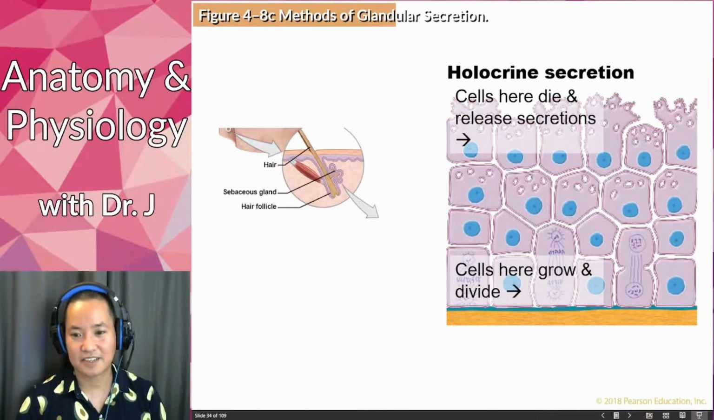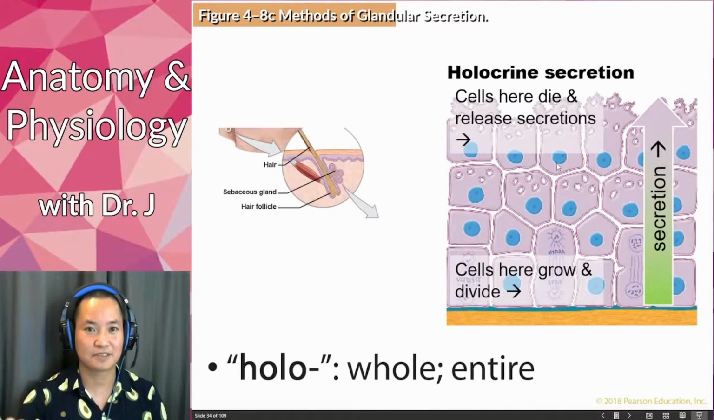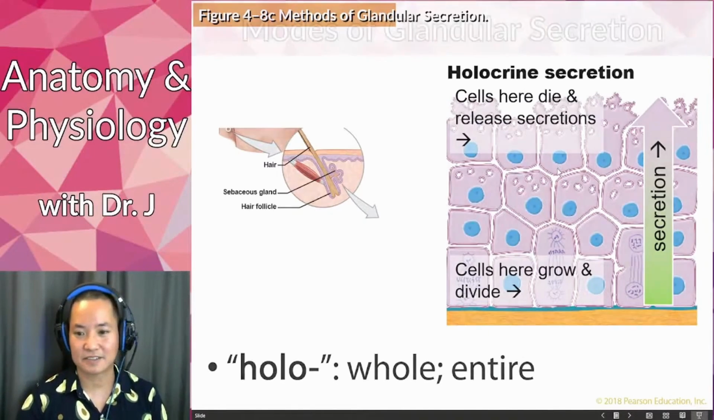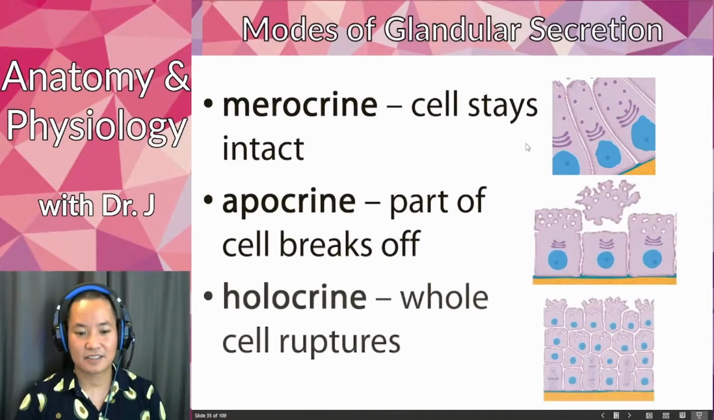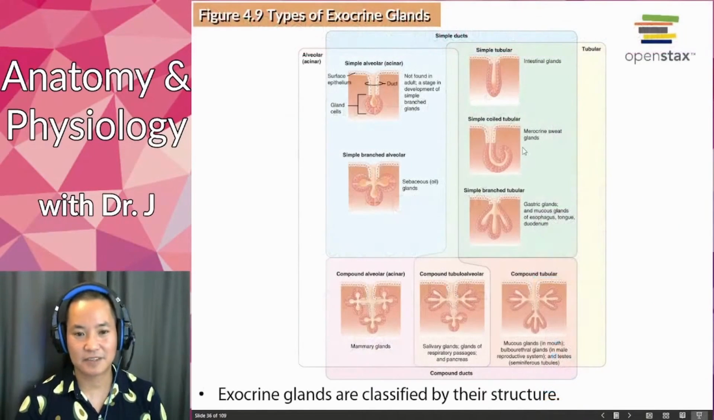So cells here provide, and as they go, they start secretion. As they go towards the apical side, they become secretions. Now let's see. This already sums it up here.